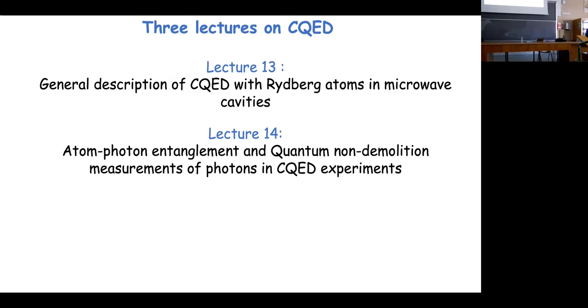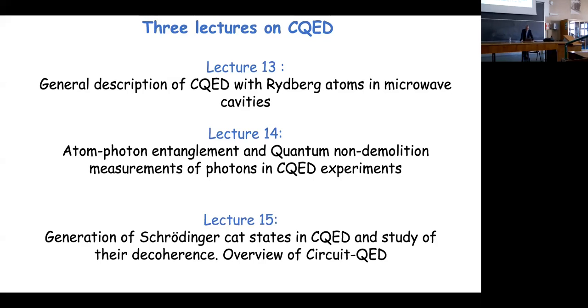What we have invented and developed in cavity QED are methods in which you detect the photon, but you don't kill the photon. So the photon is an object that you can observe continuously as you measure it. And this is very important for quantum information. So this will be in the next week's lectures.